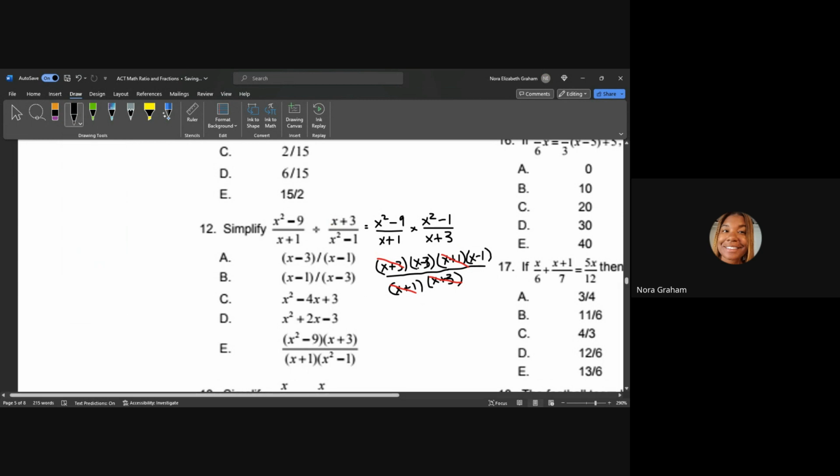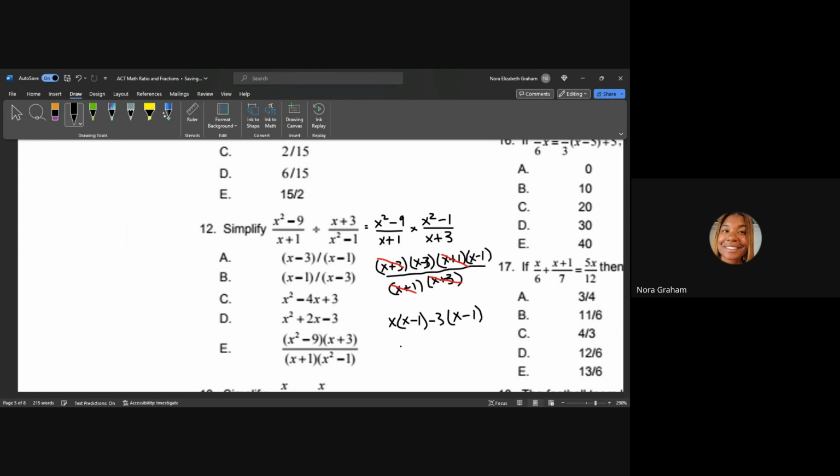Right. But notice I don't see anything like that. So that means I can use FOIL to FOIL these two out. So I have x minus 3 times x minus 1, where I take my first term and multiply it by all of my second term. And then take my second term, minus 3, and multiply it by all of x minus 1. This is called FOIL.